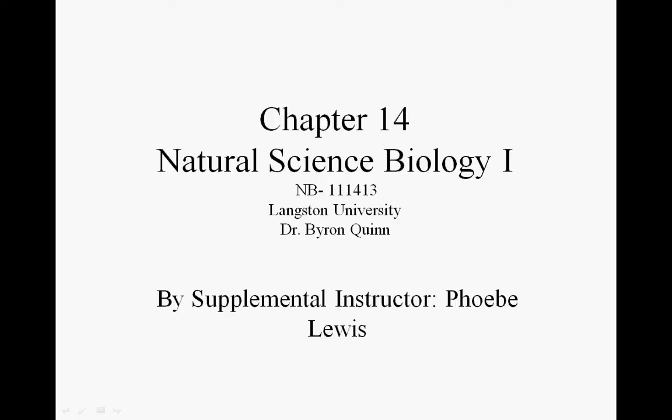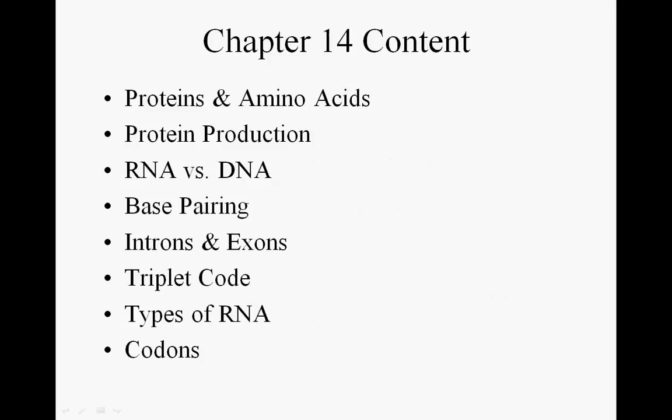This is Chapter 14. So in Chapter 14, we really focused on protein production again in RNA. So we're going to discuss proteins and amino acids, protein production, RNA versus DNA, base pairing, introns and exons, triplet code, the types of RNA, and codons. A lot of this is a review, but we're just adding to it and going more into depth on some of these concepts.